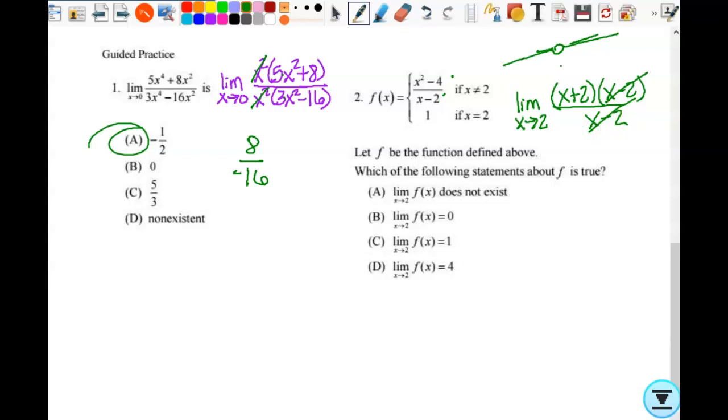Now, let's read our answer choices. It says the limit as x approaches 2 of f of x does not exist, and I want to know which one is true. Is that true? Does the limit exist? Sure does. That's not it. And then the rest of them say what the limit is. Well, the limit as x approaches 2, what is it? 4. Okay. We okay with all that?